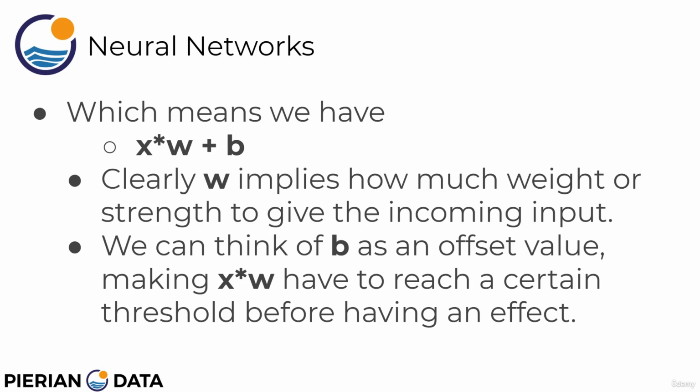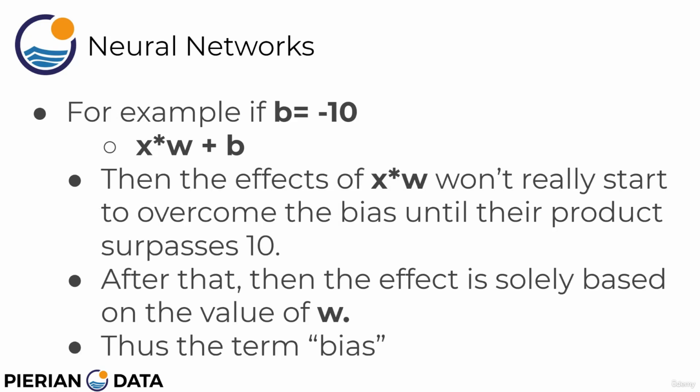We can also think of B as an offset value. We mentioned this before, but basically that makes it so that X times W has to reach a certain threshold before having an effect and overcoming that B term. So for example, if B is equal to -10, then the effects of X times W won't really start to overcome that B or bias term until their product surpasses 10. After that, the effect is solely based on that value of W, thus the term bias for B.